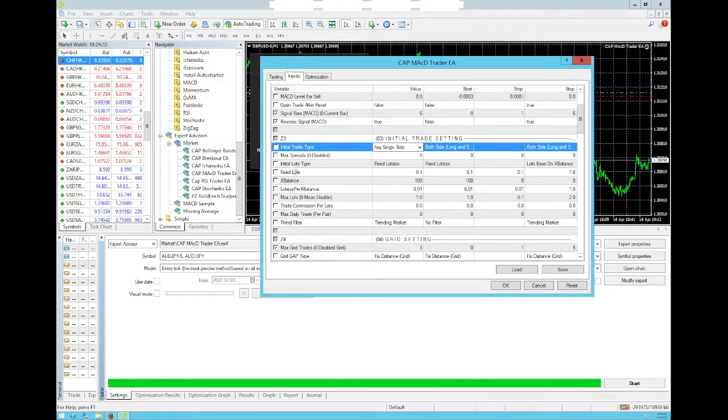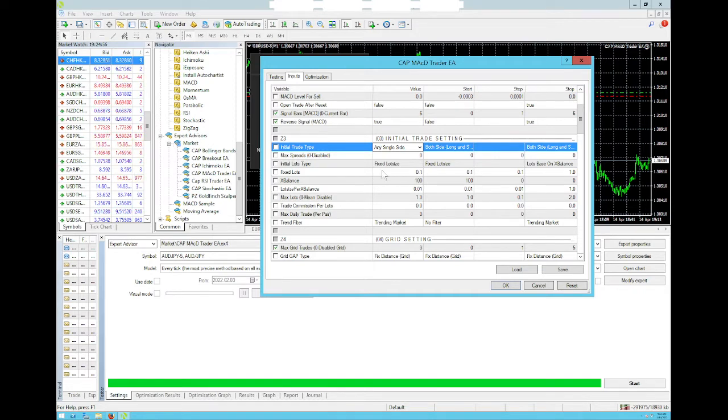Max spreads, I have that disabled. And if you want to get really detailed into it, you can put the current spread, or if for example there's certain close where the market closes, etc., you can put a max spread that you're comfortable with. I have it at 0 for now.